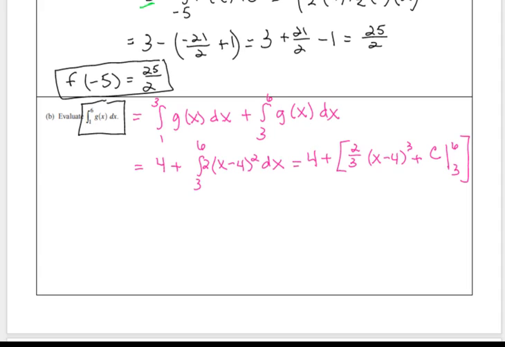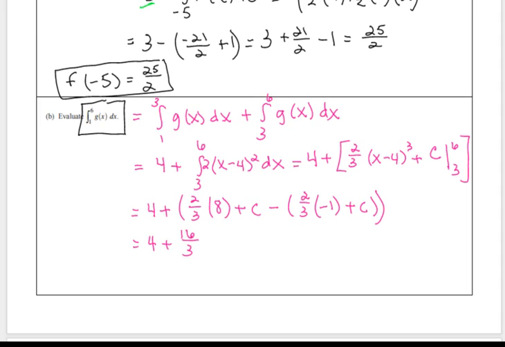All right, so let's see then. We're going to get 4 plus, now we're going to plug in 6. So it's going to be 2/3 times (6 minus 4), which is 2 to the third, which is 8, plus c, minus 2/3 times (3 minus 4), which is -1 to the third, which is -1. And then let's see, so 4 plus 16/3.